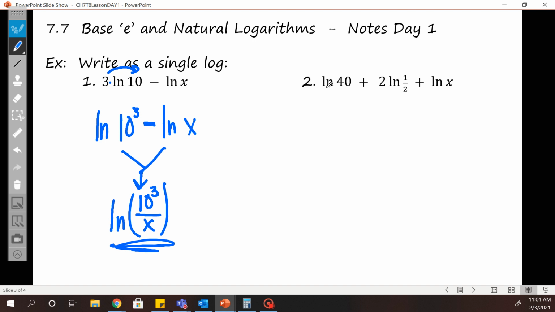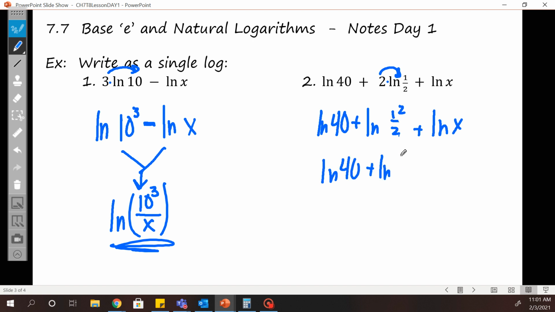Number 2, I have natural log of 40 plus 2 times the natural log of 1/2 plus the natural log of x. First, let me work on this one. So this natural log of 40 plus natural log of 1/2 squared, okay, because that can become the exponent. So I have 1/2 squared plus the natural log of x. That's natural log of 40 plus the natural log of 1/4 plus the natural log of x.